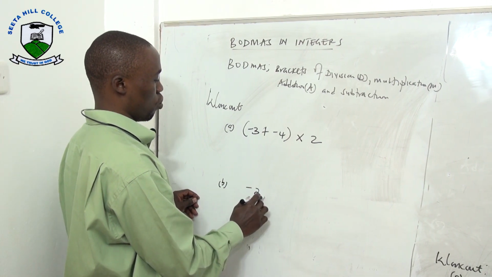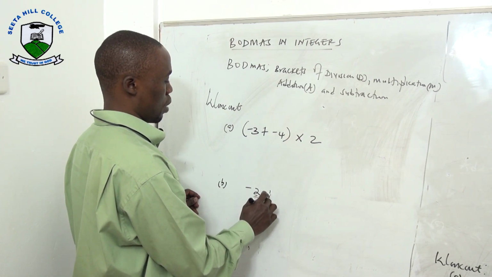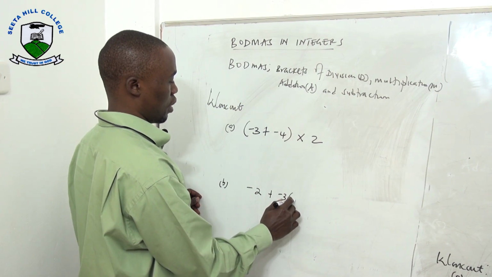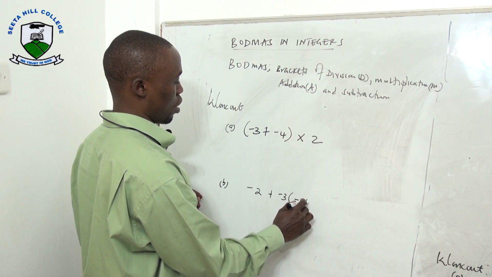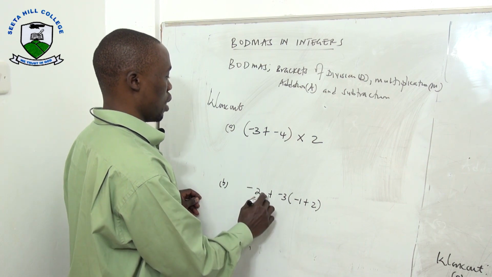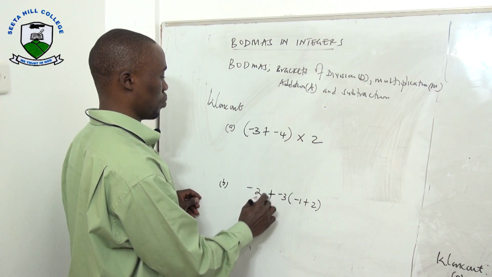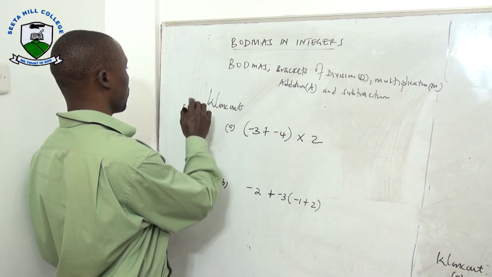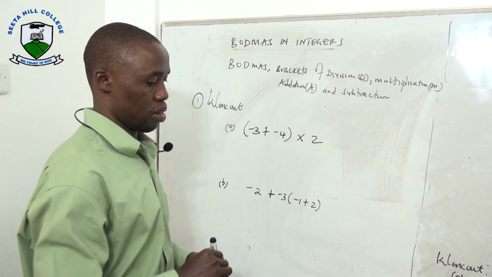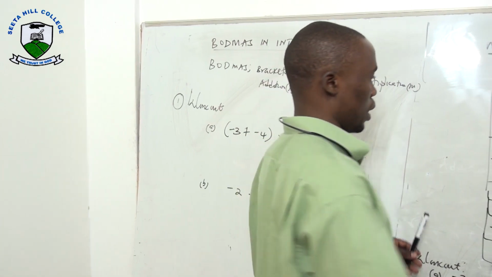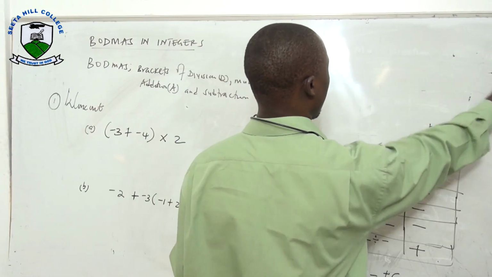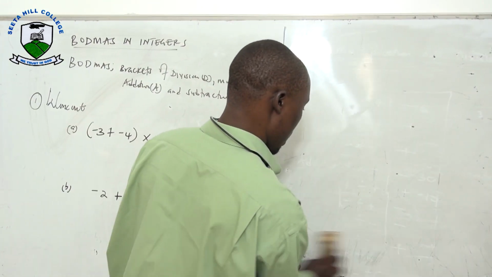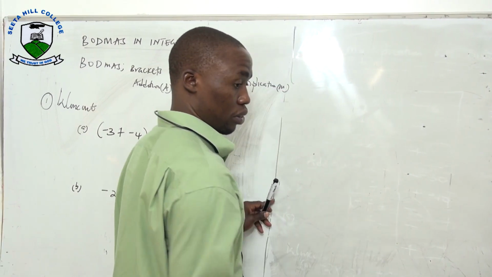The -2 plus -3 times negative 1 plus 2. And you'd assist us with that. Just want you to come and discuss those things.